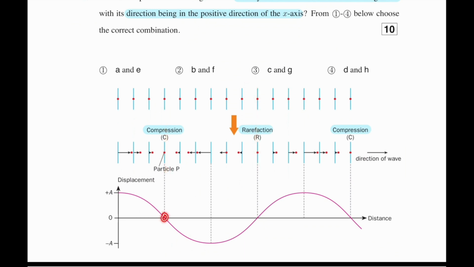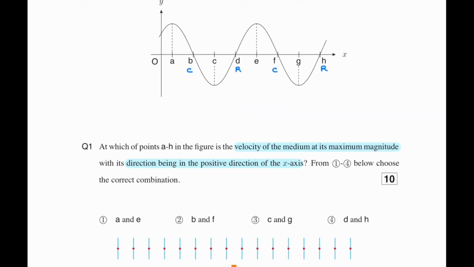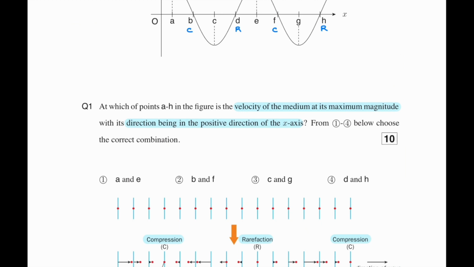So in here, and here, the particle of the medium is not moving. They are at rest. That means if we want to find the maximum magnitude of velocity, of course it is not at B, D, F, and H. So I can eliminate answer 2 because B and F is the compression and D and H is rarefaction. So this is not our answer.